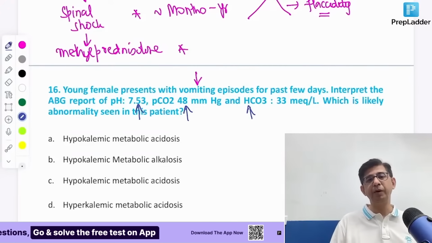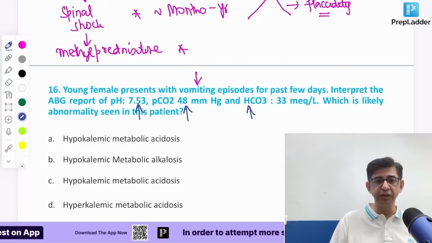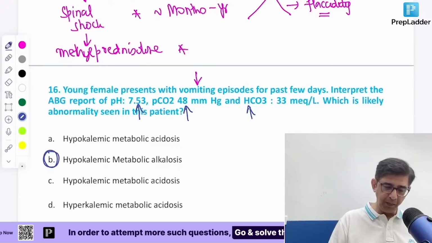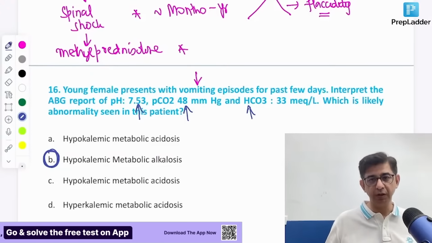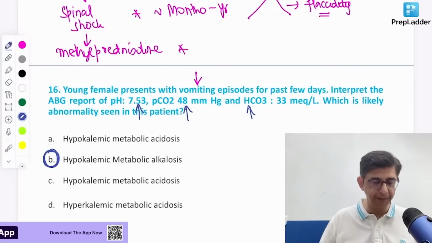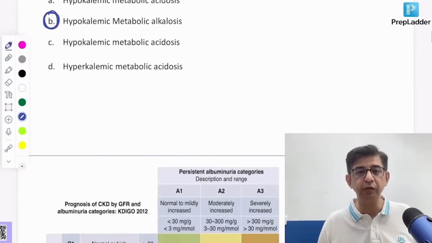If all the arrows go up, it has to be a metabolic alkalosis, and it would be a hypokalemic metabolic alkalosis because there would be hyperaldosteronism developing in this patient also. That is a hypokalemic alkalosis. 16th is sorted. Let's move to 17th.